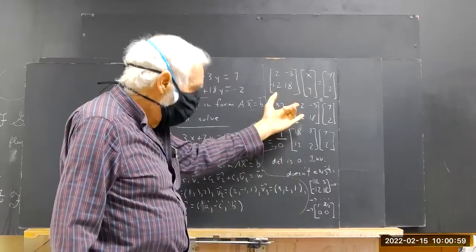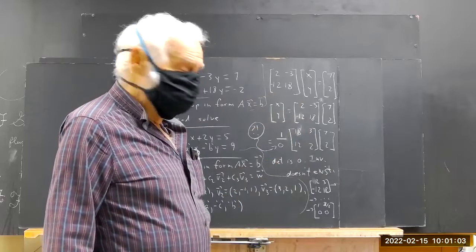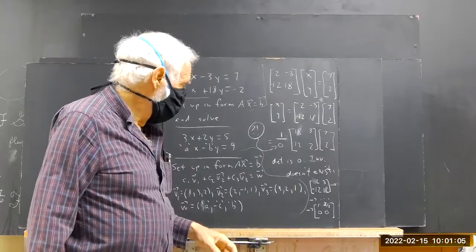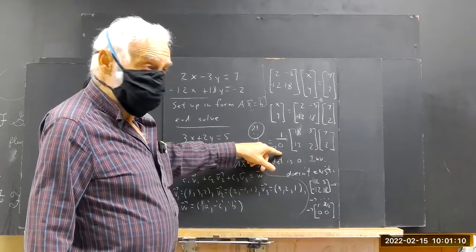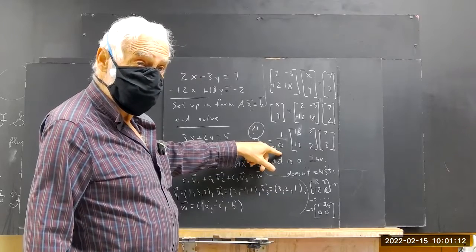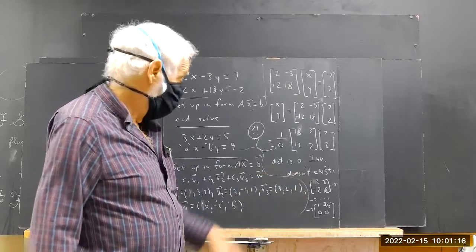So we switch the main diagonal, change the sign of the secondary diagonal, and of course we have to multiply by the reciprocal of the determinant. The determinant is 0. So the inverse doesn't exist.